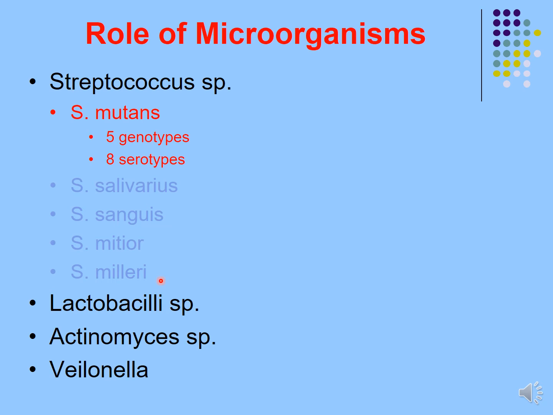Other organisms that are responsible for dental caries are Lactobacillus species. Again, it has more of a progression role than an initiation role. Actinomyces species, especially Actinomyces viscosus, is identified as the pioneer organism. That means it is the organism that is present at the advancing front of a caries lesion. Similarly, we have the Veillonella species. So these are the primary microorganisms that are responsible for dental caries.